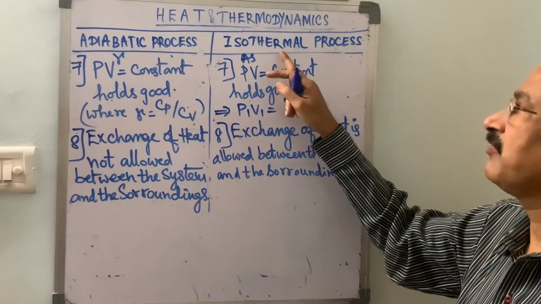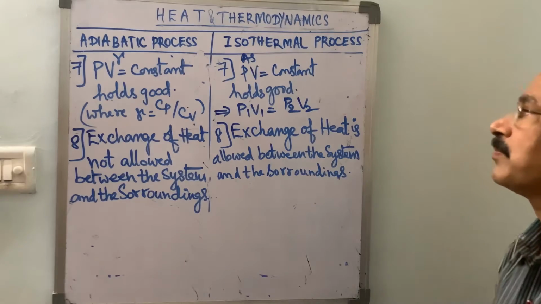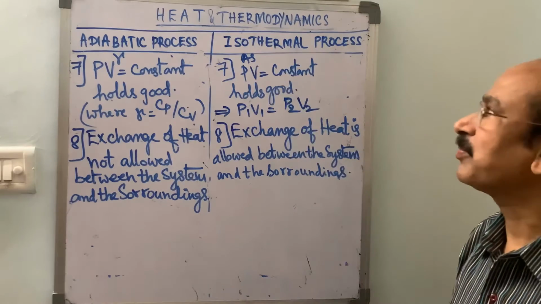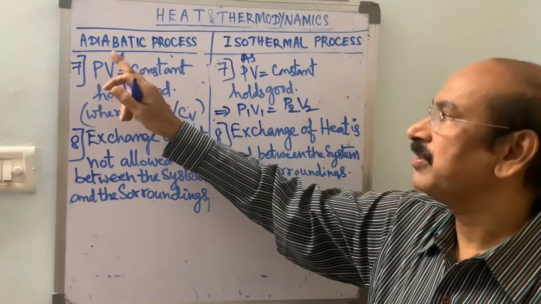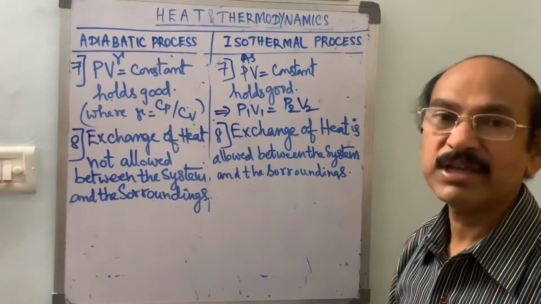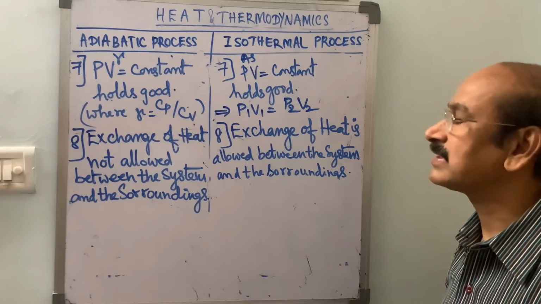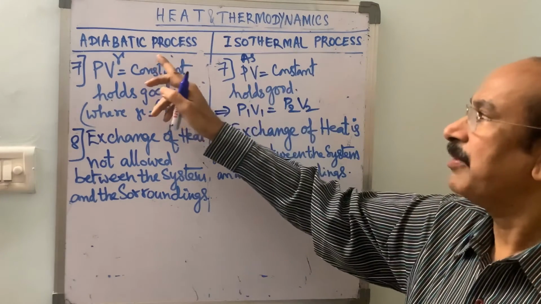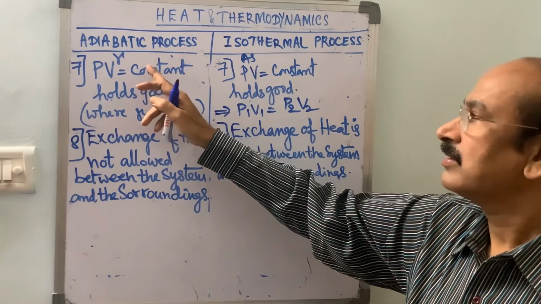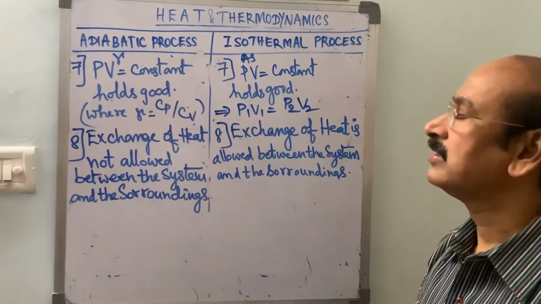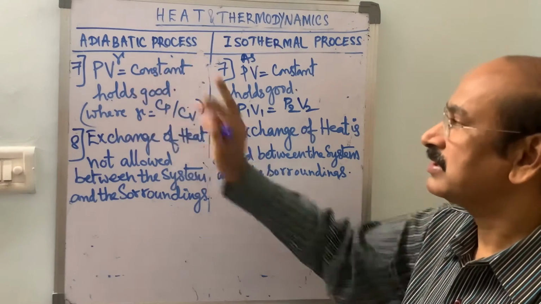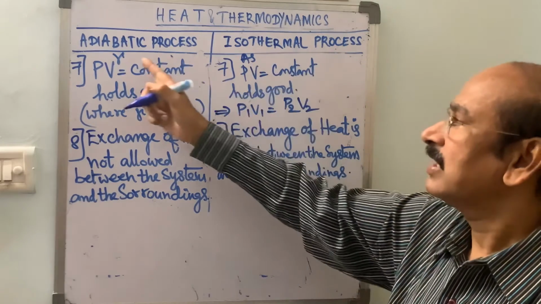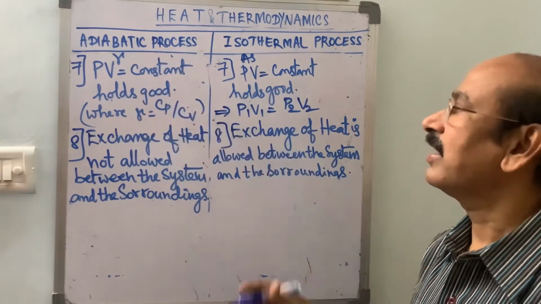So a process in which there will be change in pressure and volume at constant temperature is known as isothermal process. A process in which there will be change in pressure, volume and temperature is known as adiabatic process. So in isothermal process temperature is constant, in adiabatic process temperature is not constant. All the three thermodynamic variables, pressure, volume, temperature change. And Boyle's law holds good for isothermal process, and Boyle's law does not hold good for adiabatic process.